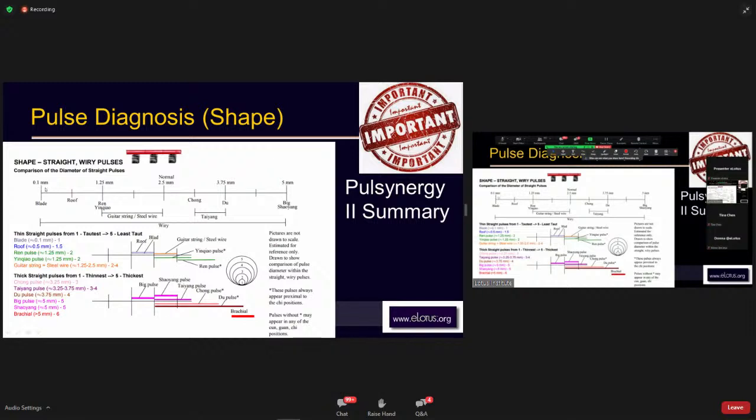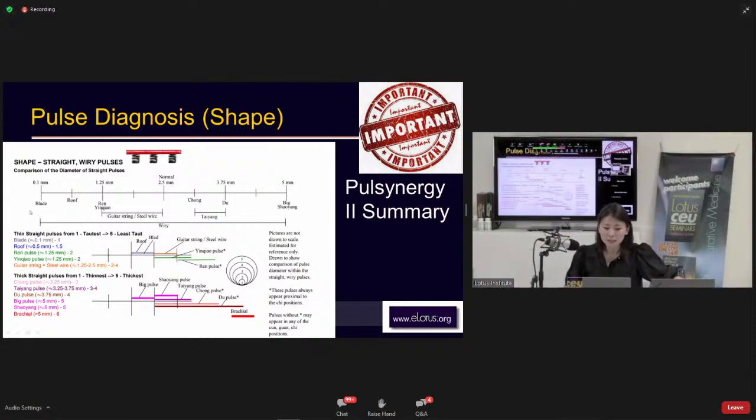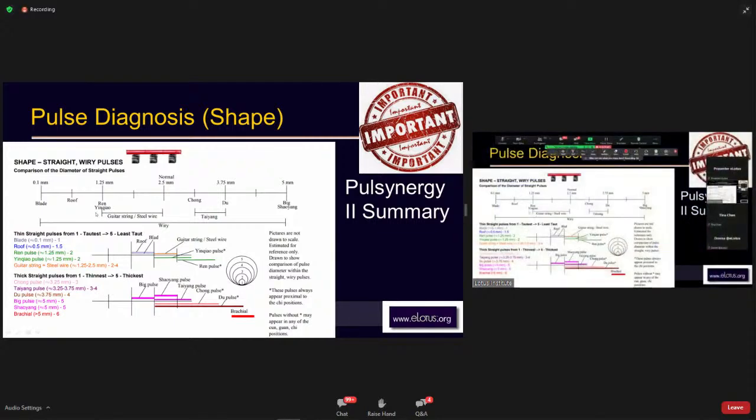Okay, we were really very German when we were asking him this. So give us an exact size. But relatively speaking, we were just trying to get him to tell us, in comparison of all the straight pulses, or the wiry pulses, which one is the thinnest, the gradient, thinnest to the thickest. So here you go. Blade is the thinnest, roof is the second, and then Ren, in-chow pulse, which is also known as a guitar string or steel wire pulse. So if you're dealing with a wiry pulse, when you feel a wiry pulse, it's right around here, 1.25 millimeters, about a Ren, or it's also called a Ren or in-chow pulse. That is a guitar string or a wiry pulse.